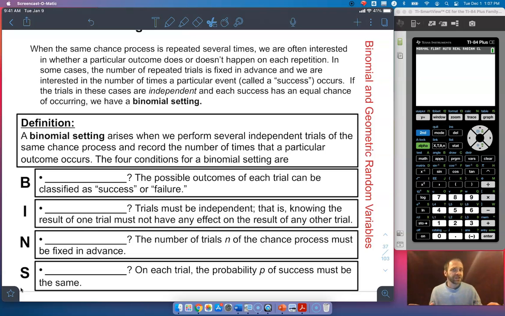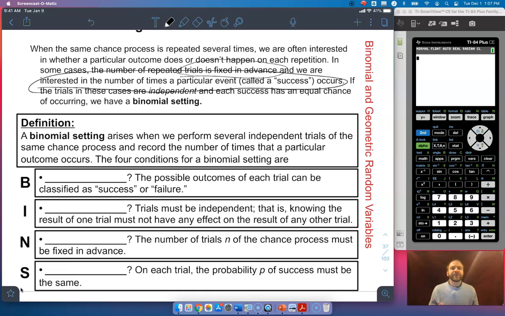Now I'm changing it, because right here I have a fixed number of trials. I'm saying that I want to flip the coin 10 times. And I have a number of successes I'm looking for. I'm interested in a particular event 6 times. How many times do I get heads? 6, I want to look at 6 times. So this is a binomial setting.